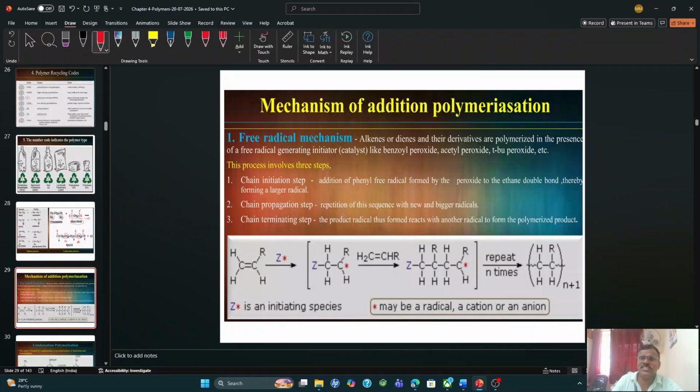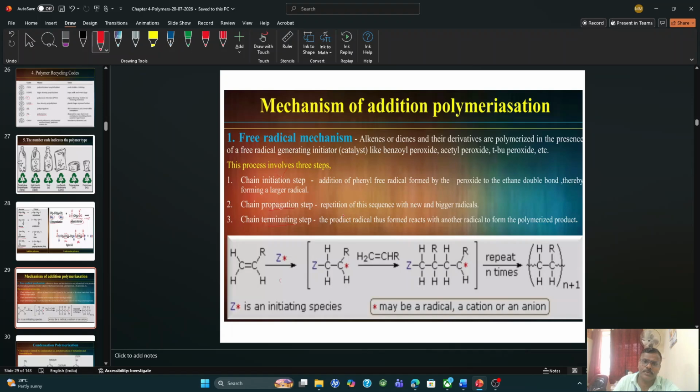So the mechanism of addition polymerization reactions, there are three steps, which we already discussed 10-15 slides back: initiation steps, propagation steps, and termination steps. In the initiation step, what happens is that the peroxide will undergo homolytic cleavage. It ends up with alkyl radicals.